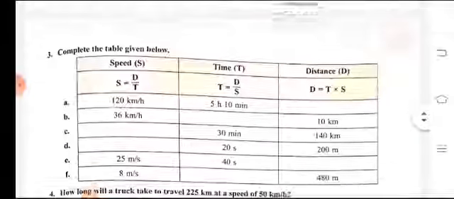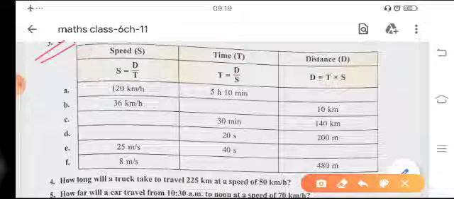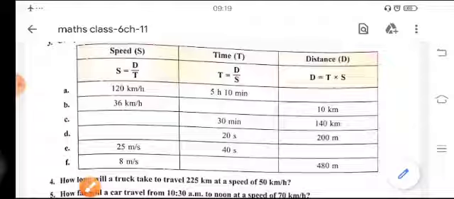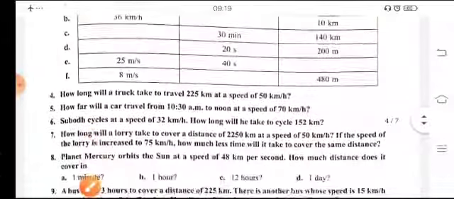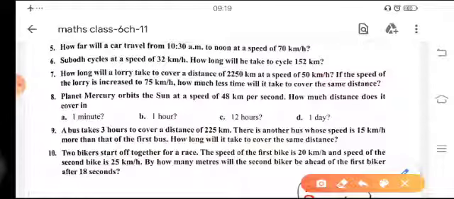Here is question number 3. In this question we have to complete the table by using the formulas of speed, distance and time. You have to solve this question on your own. Next, some more questions are given to you. In all these questions we have to apply the formula, whether it is for distance or for time.